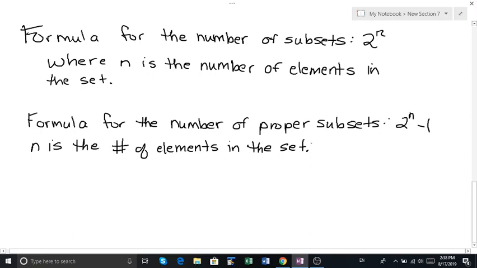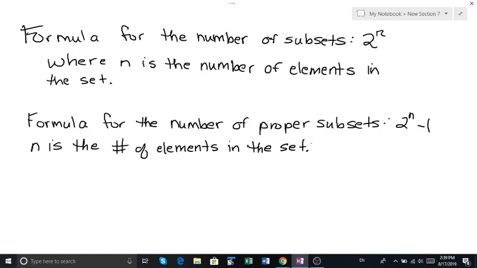If you'll notice, the only difference between the formulas is that the number of subsets is 2 to the n, and then the number of proper subsets is that minus 1. The reason is whenever we're talking about proper subsets, we're talking about all of them minus that subset that matches the original universal set. So that's where you get the minus 1. Whereas when we're just talking about the number of subsets, we are including that subset that is the same as the universal set. All right.